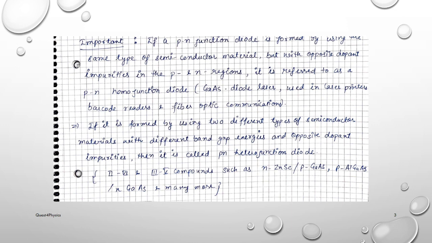The next type is formed by using two different types of semiconductor materials with different band gap energies and opposite dopant impurities. In this case, we call it a PN heterojunction diode. It is usually made up from the compounds belonging to the second and sixth group, and sometimes the element compounds from the third and fifth group.